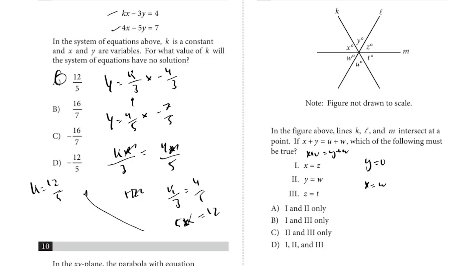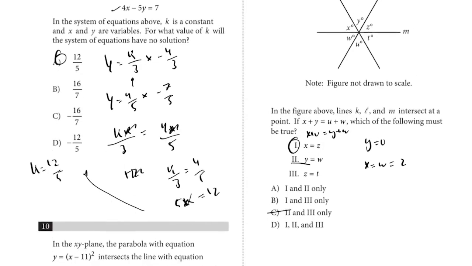And then since w and z are opposite angles, that means they have to be equal. And since x is equal to w, which is equal to z, that means number 1 is correct. So that means we can get rid of option C. All right, now moving on to part 2, y equals w. Now, does it have to be the case?